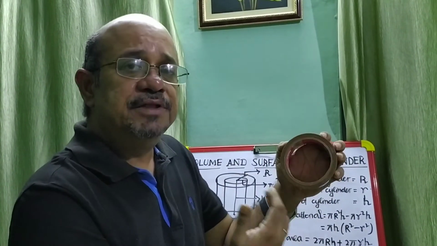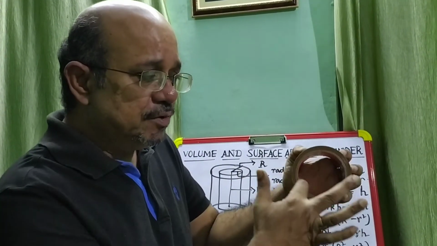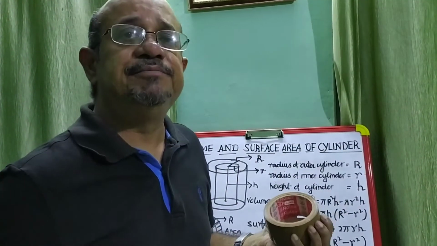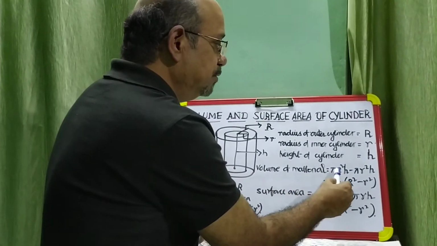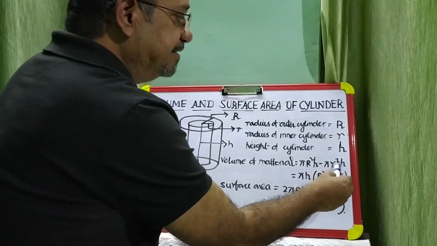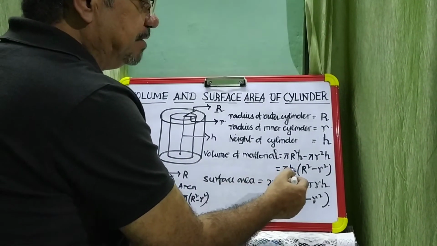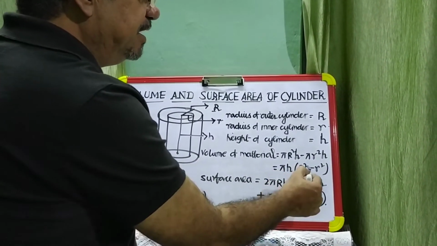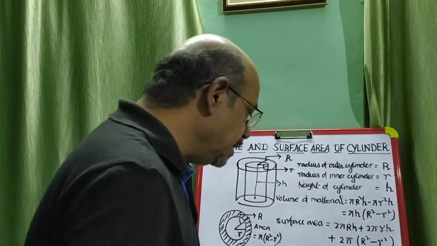What is the volume of the outer cylinder? Pi capital R square h. What is the volume of the inner hollow part? Pi small r square h. So the volume of the material is equal to pi capital R square h minus pi small r square h. If you take pi h common, it can be written as pi h times capital R square minus small r square. Now we come to the surface area.